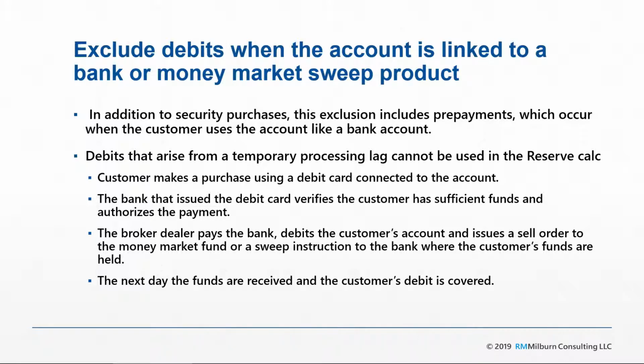Banks would present the checks to the broker-dealers, and the broker-dealer would pay the bank, which would require them to debit the customer's account. At the same time, they would issue sell instructions to the money market mutual funds to cover the debit in the customer's account. When that happens, there is a debit in the customer's account. The SEC has determined that that debit did not arise from the sale or the purchase of securities on credit, and therefore the debit is not allowable for the reserve calculations. So if your customers have this type of product linked to their account, then you've got to have a process in place that allows you to exclude or remove those amounts from the calculation.